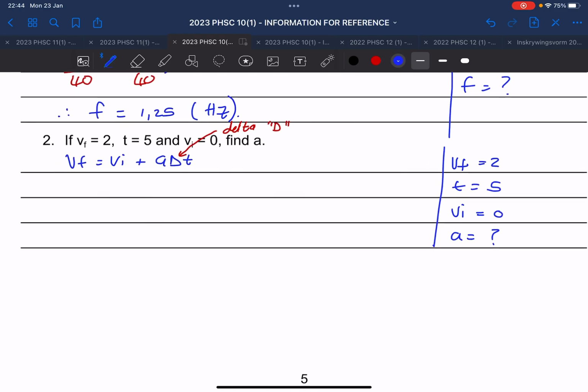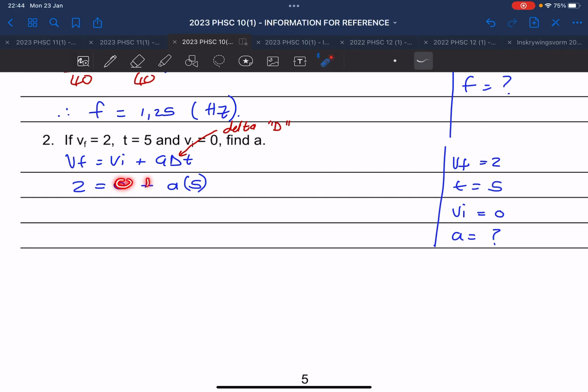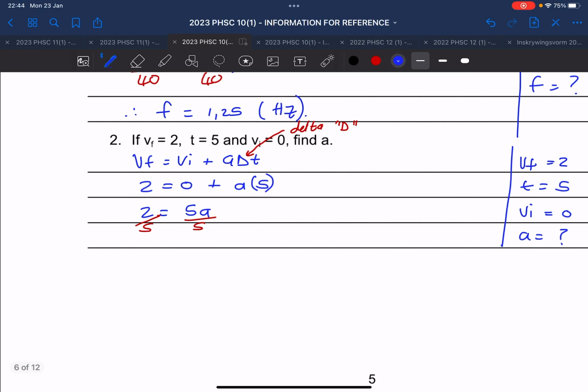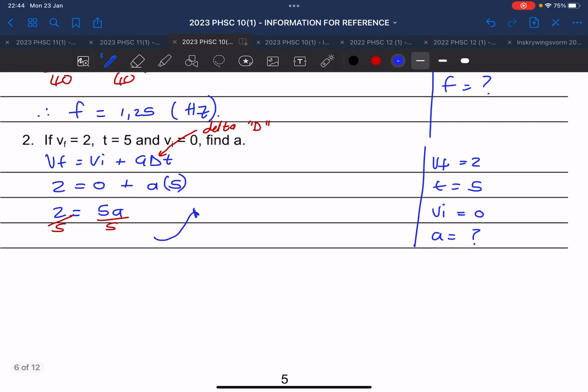Put in your values. That is a 2, that is a 0. Yes, in science you need to substitute your 0 and show it. A we need to find, and T is 5. Now 0 plus anything just gives you that anything. So we have 5A. Divide by 5 because we want to get A on its own. What you do on the one side, you must do on the other side. And we get A to be 0.4, and you don't need to know the unit just yet.